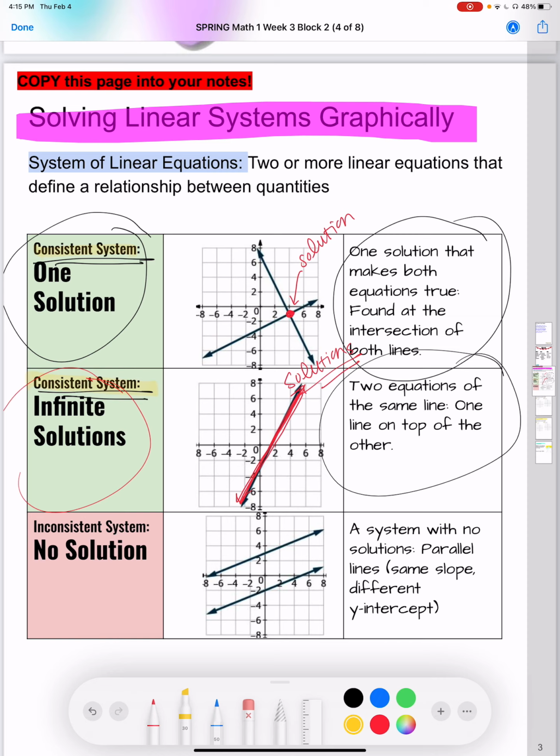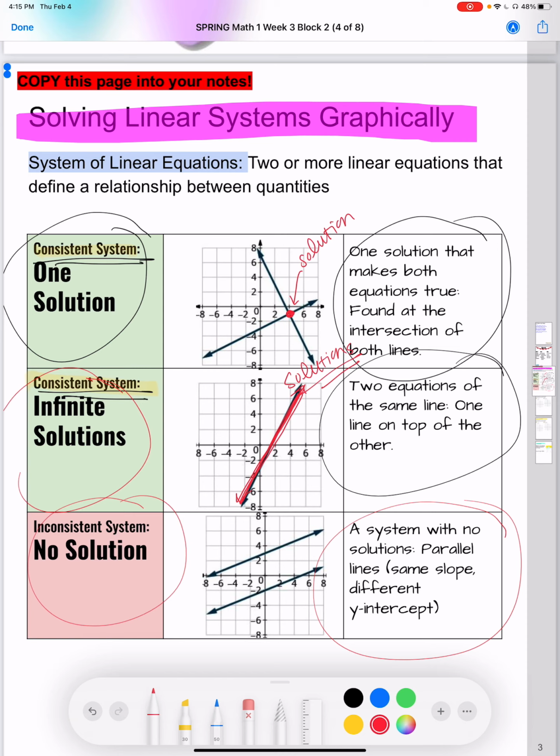The last option is no solution. This happens when you have a system with no solution. Parallel lines have no solution because they have the same slope and different y-intercepts. It means that they'll never meet. Again, that's an inconsistent system.